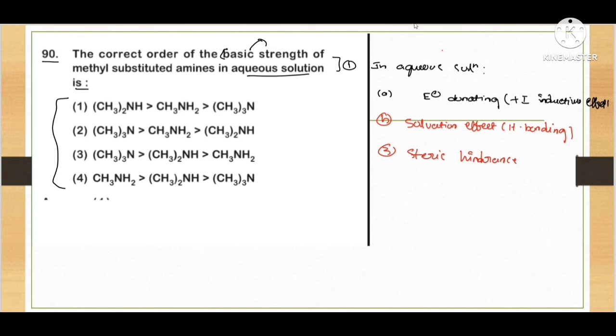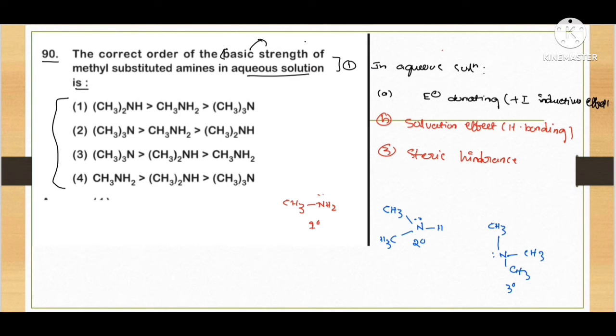Firstly, draw the structures of primary, secondary, tertiary amines. Here, CH3 bond NH2 containing 2 lone pair of electrons. This is primary amine. Secondary amine structure is CH3 bond nitrogen bond hydrogen bond CH3. Here presence of 2 lone pair of electrons. This is called secondary amines. The tertiary amine structure is CH3 bond N, 2 lone pair of electrons, bond CH3 bond CH3. This is called tertiary amines.